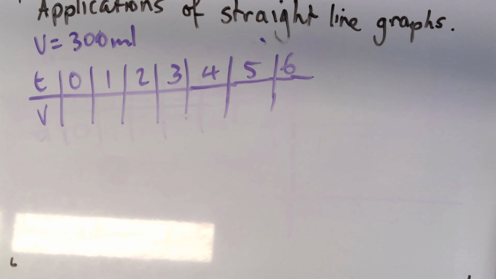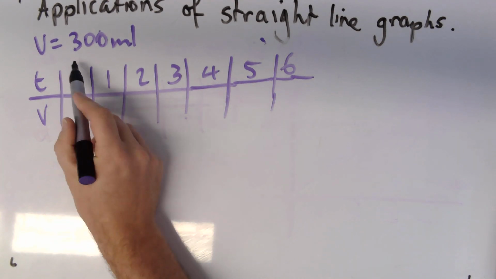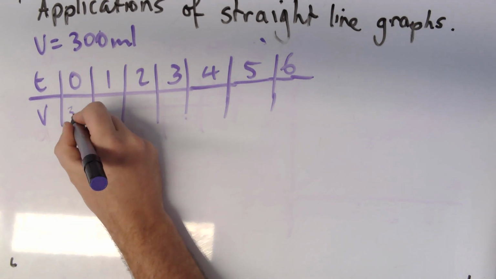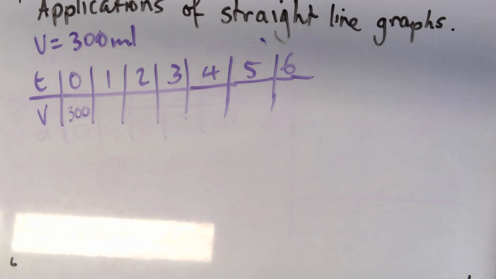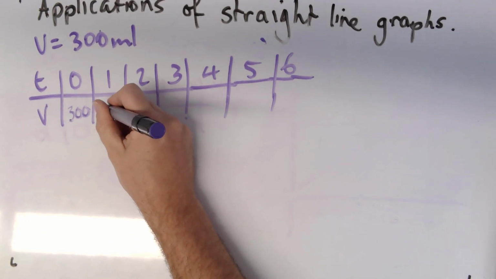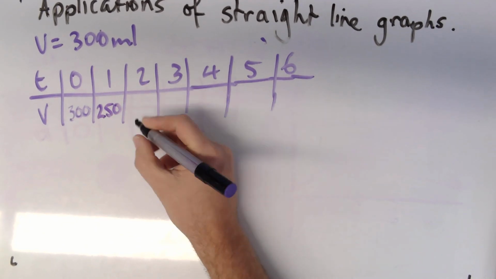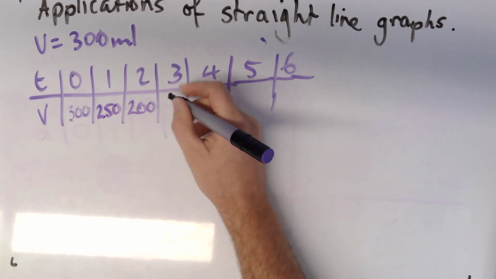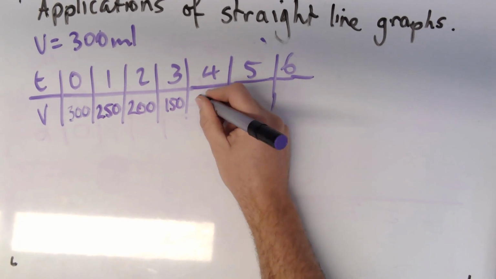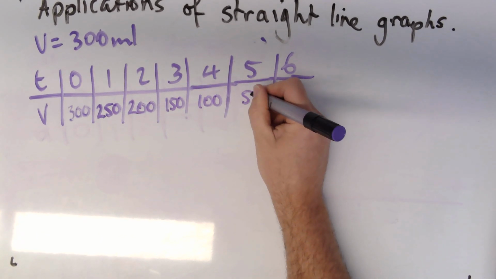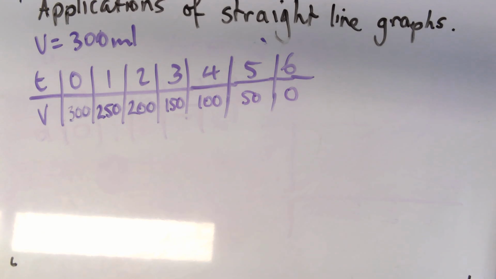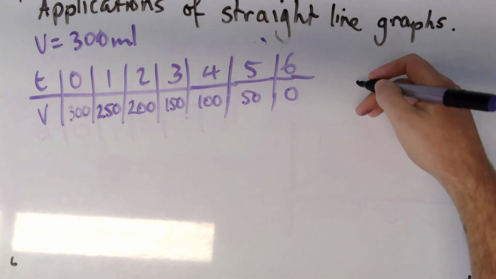And we want to fill in our volumes here. So we're not starting at 0 this time, we're starting at 300, because you have 300 milliliters. And our volume decreases by 50 milliliters per hour. So we're going to go down by 50, give me 250, then 200, then 150, then 100, then 50, then 0. After 6 hours, it's going to be gone. Again, we need to draw a graph for this.